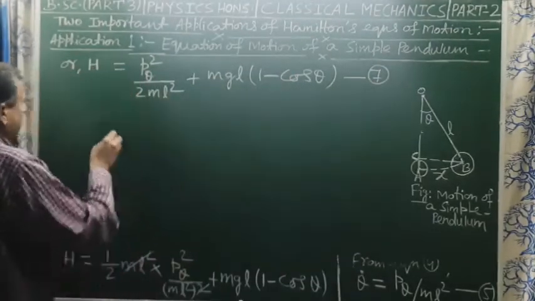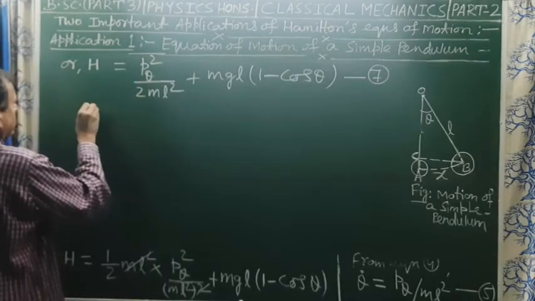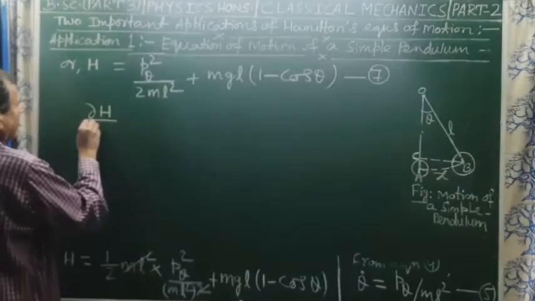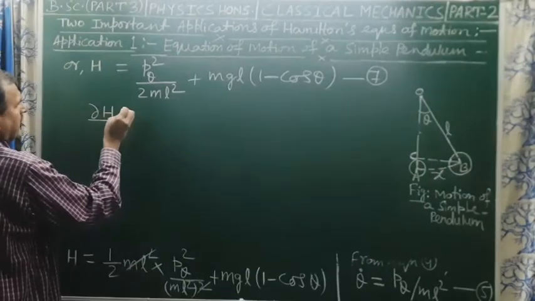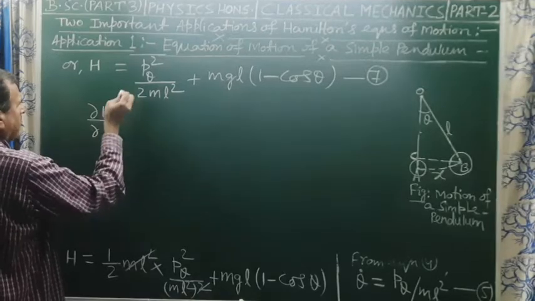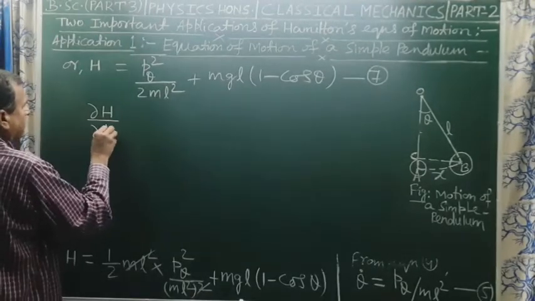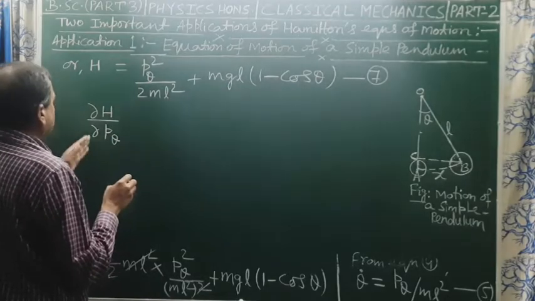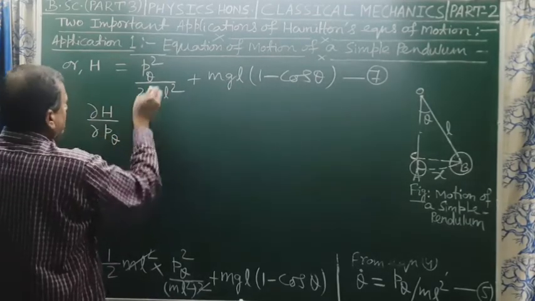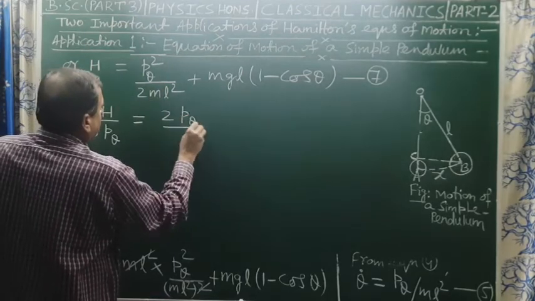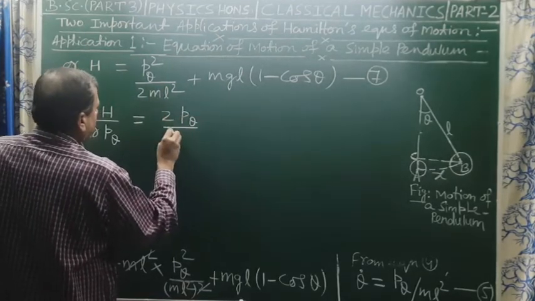And from this equation, we can find delta H upon delta P theta. Delta H upon delta P theta equals 2 P theta upon 1 by 2 ml square.